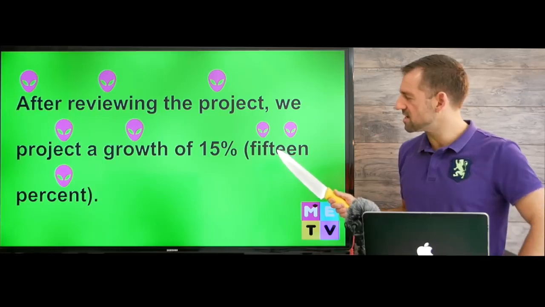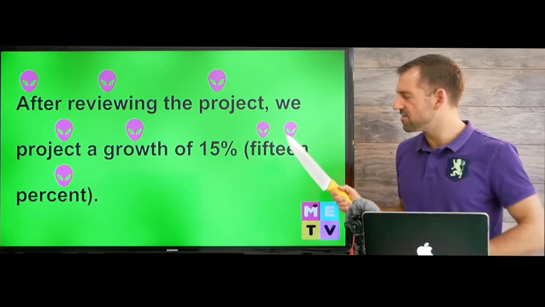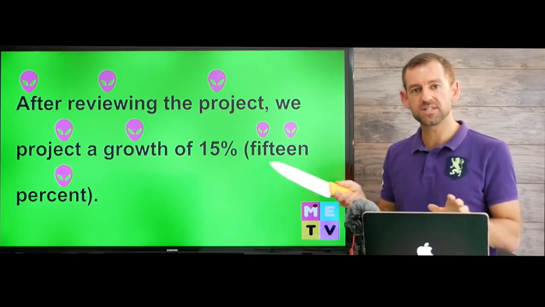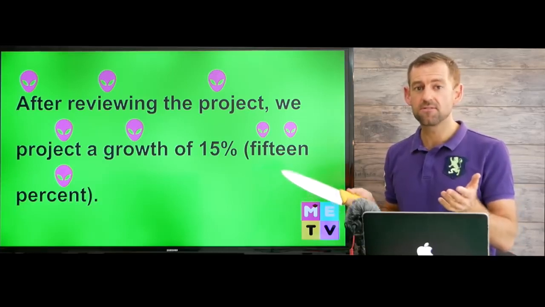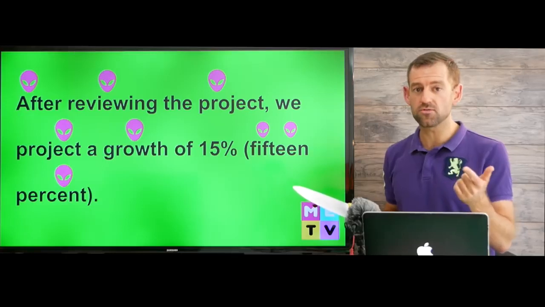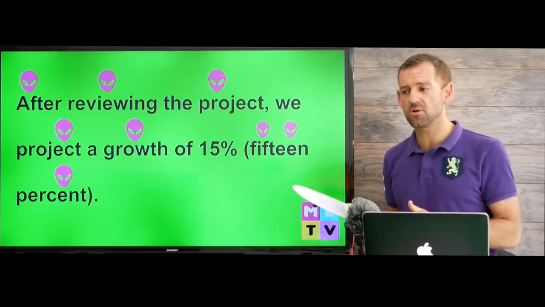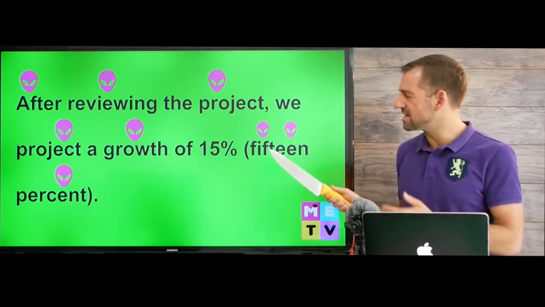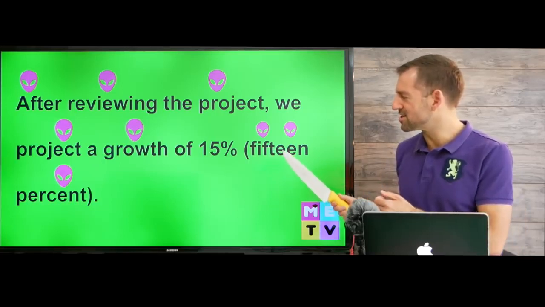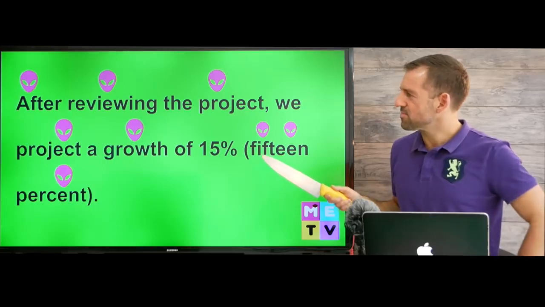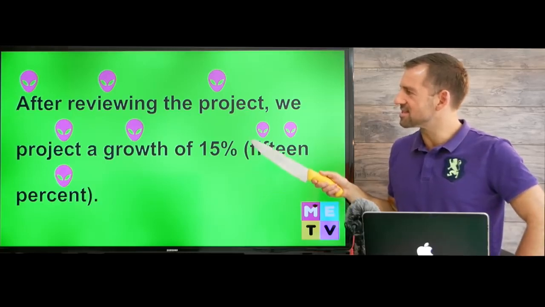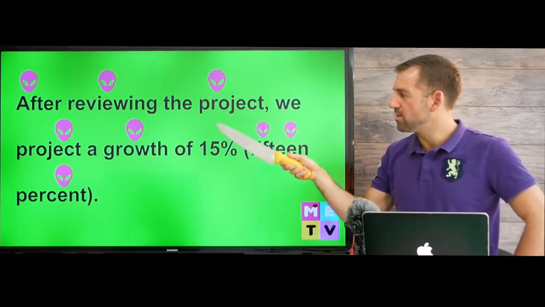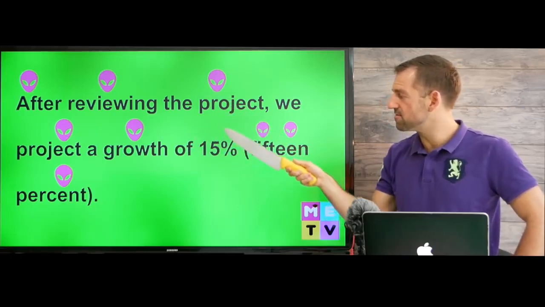Look at this word 15. They both get a very even stress. Okay, 15, 15. You could say 15 and put the stress on the first syllable, or you could put the stress on the second syllable, 15. But most common, I think, is to put an even stress on both syllables. 15. Okay, so let's say this sentence. After reviewing the project, we project a growth of 15%.